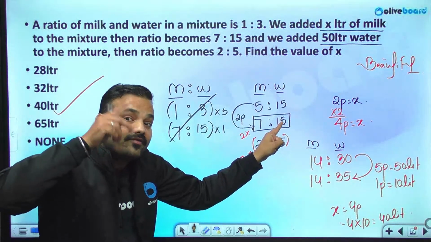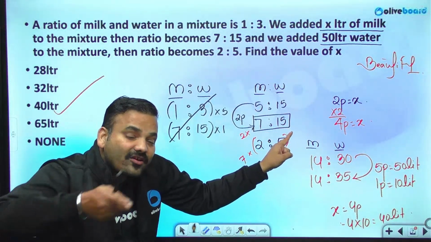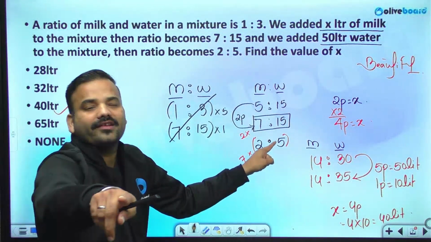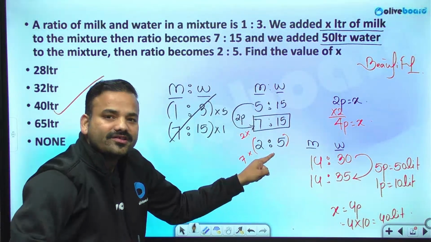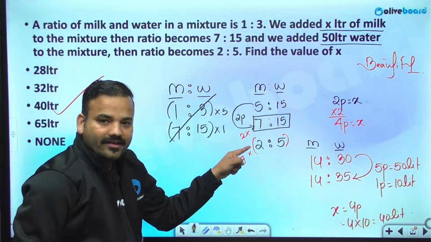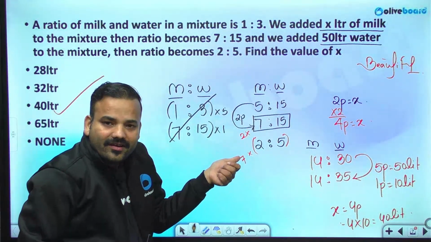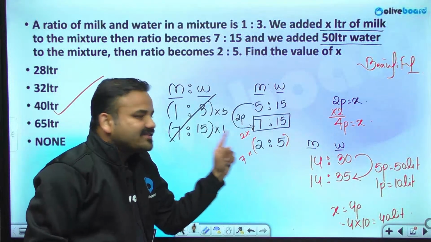Now with the addition of water, what is happening? The ratio changes to 2:5. Who is responsible? Water is responsible. So which part should be constant? The milk part should be constant. So how to make this constant? By making it 14 equal. So I'm multiplying this by 2 and this by 7.